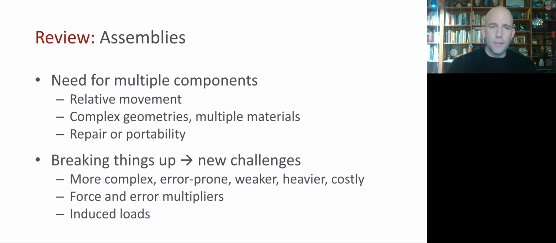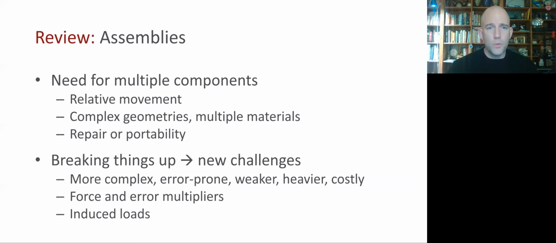We need assemblies often in mechanical systems design because we might need two pieces to move relative to each other. We might have complex geometries that are not well suited to manufacture out of a single part, or we might want to use multiple materials, or we might be concerned about maintenance or repair or portability. There's lots of reasons, or adjustability even, that we might want to take things apart or make something out of multiple components.